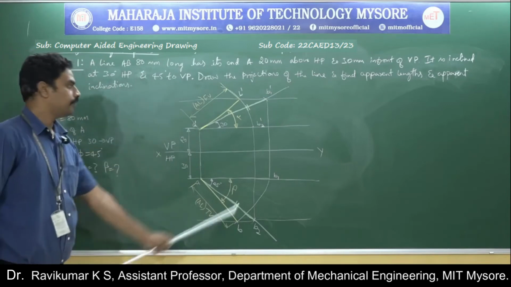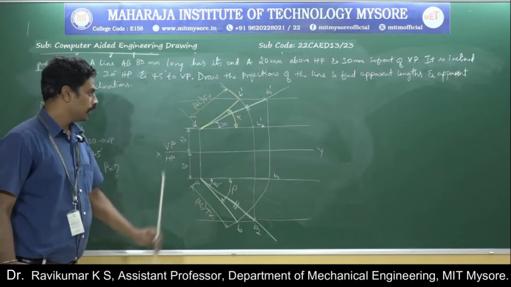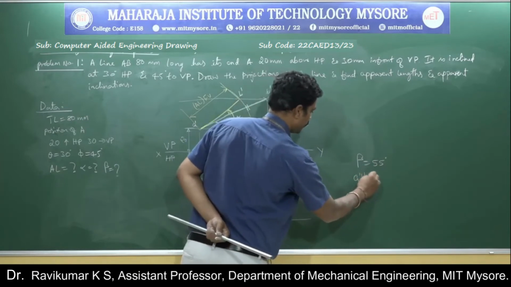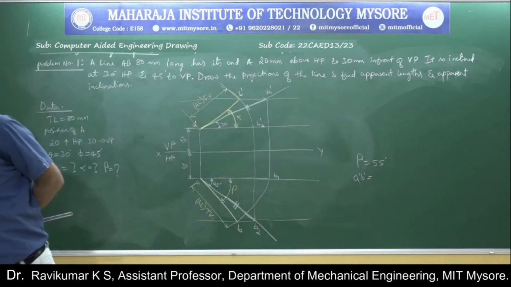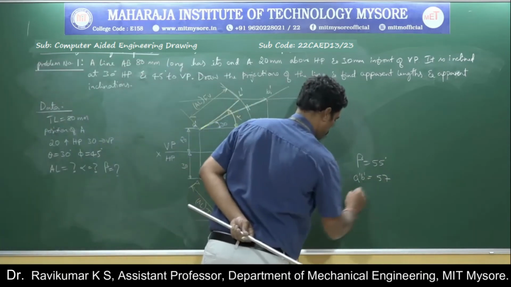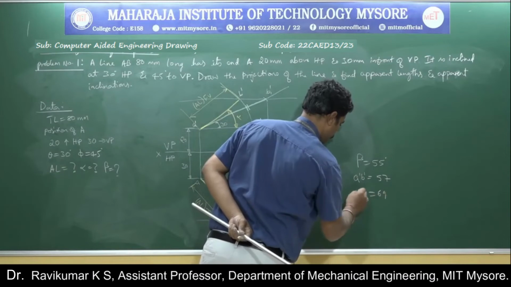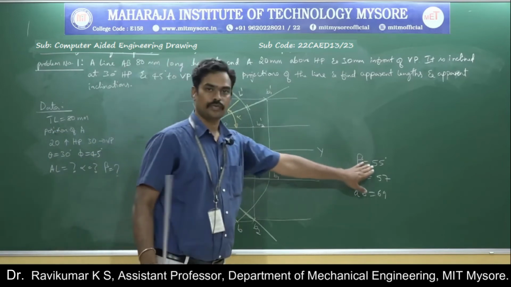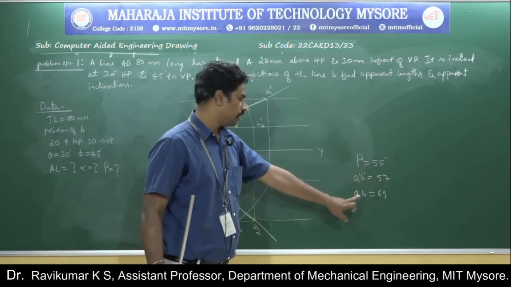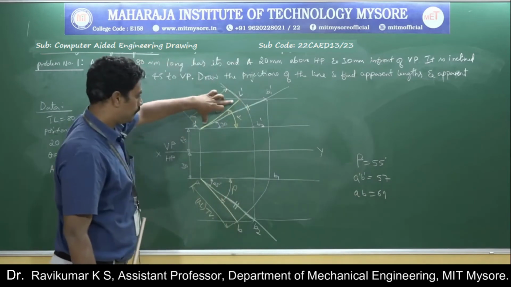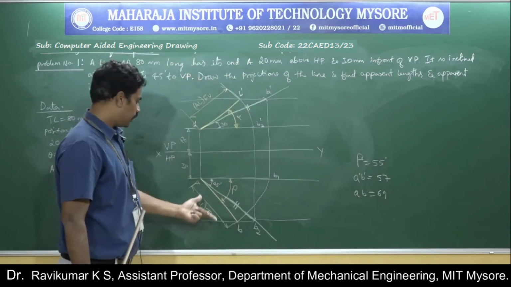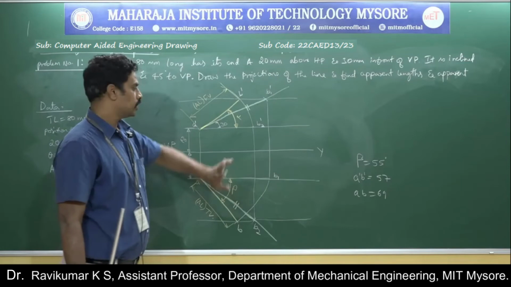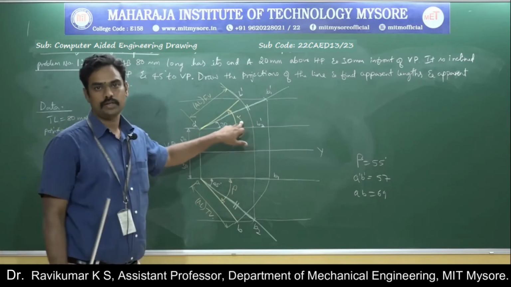So if you draw it to scale and measure, you will get beta as 55, A dash B dash as 57, and AB as 69. In the primer, the answer is given like this: beta is equal to 55 degree, A dash B dash is equal to 57 mm, AB is equal to 69 mm. So the alpha value is not given in the primer solution book.